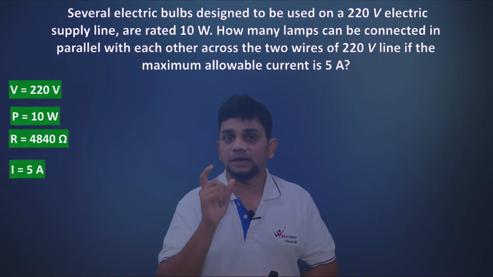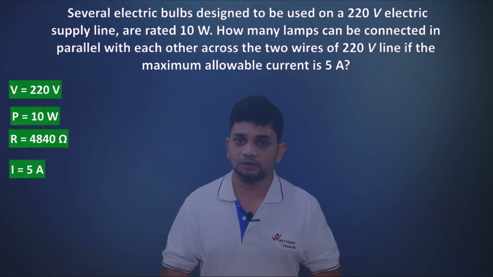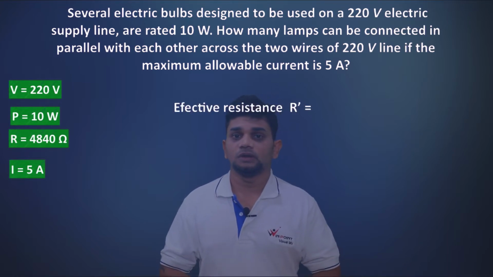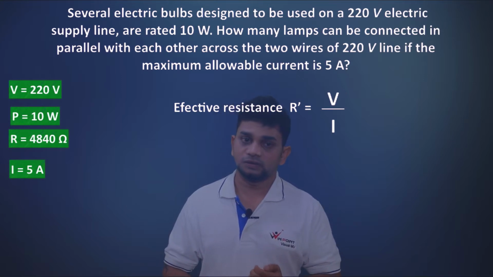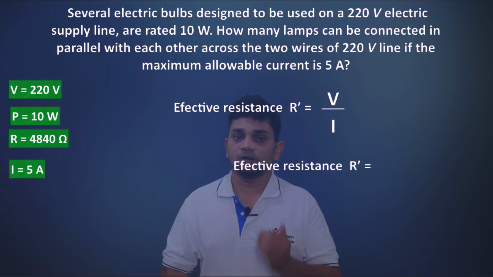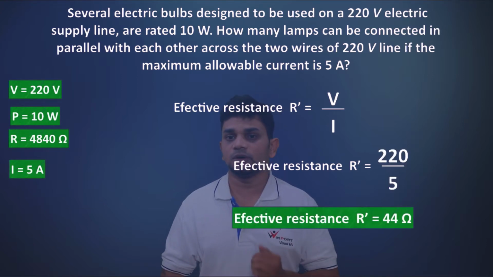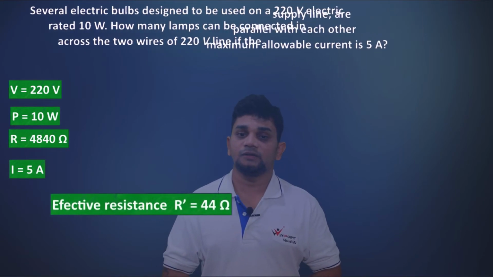Here it is parallel connection. If it is parallel connection, the voltage will be the same everywhere. We are going to find the effective resistance using Ohm's law. Effective resistance R dash equal to V by I. What is the value of V? V is equal to 220 volt and the value of I is 5 ampere. Effective resistance R dash equal to 220 by 5, R dash equal to 44 ohm. That is the effective resistance.